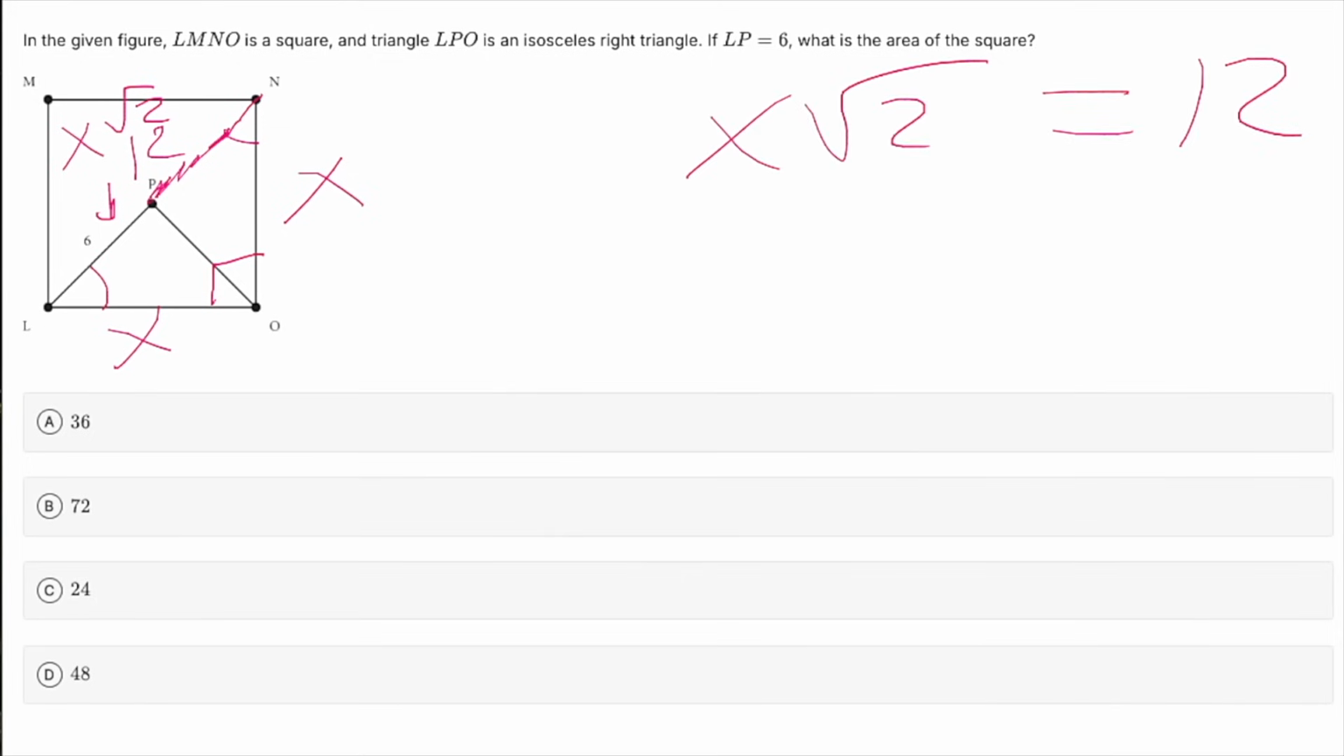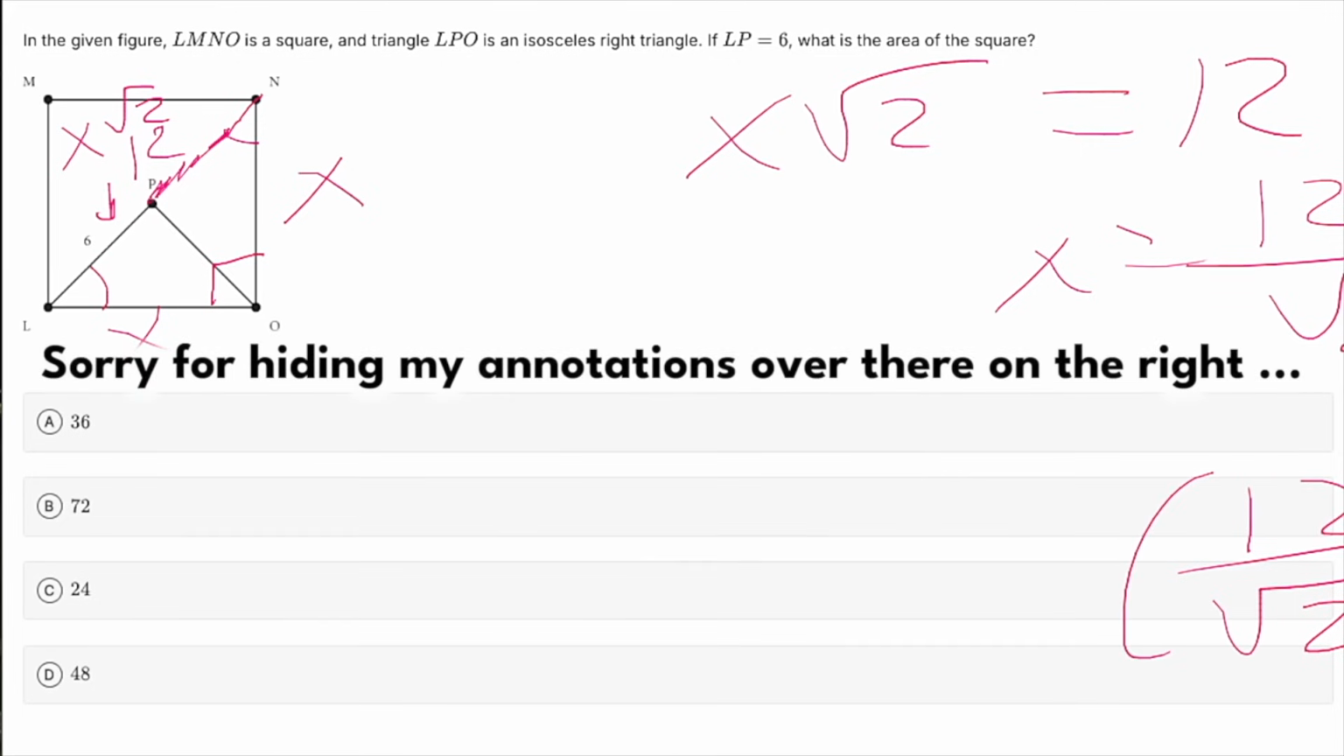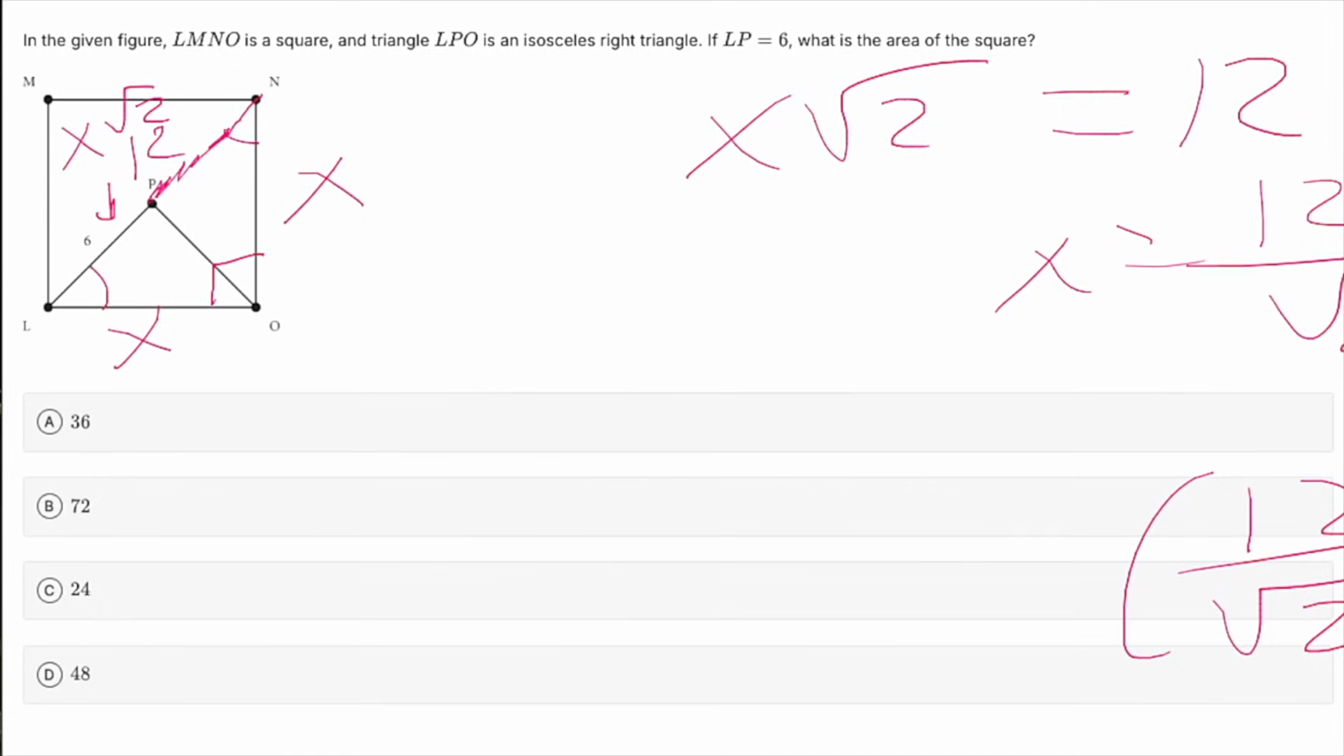So I know that each of my sides is going to be x equals 12 over root 2. Obviously, we would want to rationalize the denominator if this were the answer we were going for, but we're supposed to figure out the area, which is just this squared. So 12 over root 2 squared, we square the numerator and the denominator. 12 squared is 144. Square root of 2 squared is just 2. 144 divided by 2 is 72. So our answer is 72.